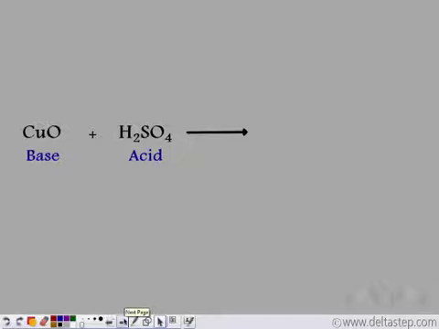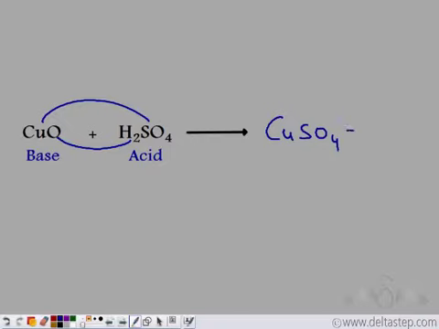So now in this case, we have a base, copper oxide. It reacts with an acid, sulfuric acid, that is H2SO4. Whenever a base reacts with an acid, it forms salt and water. So what do we get? Cu reacts with SO4, H2 reacts with oxygen. So we get CuSO4 plus H2O. And this reaction is known as a neutralization reaction. The reaction of acid plus base to form salt and water is known as a neutralization reaction.